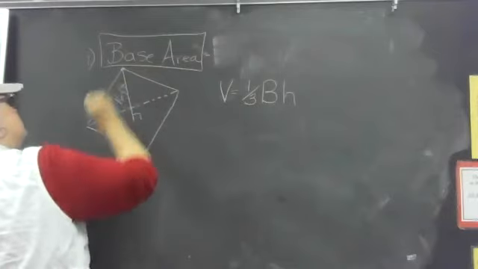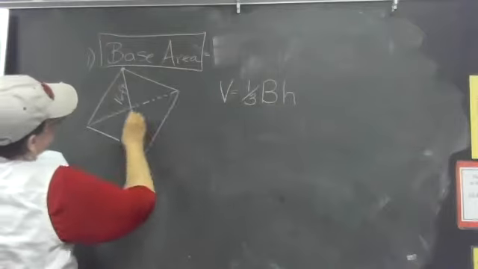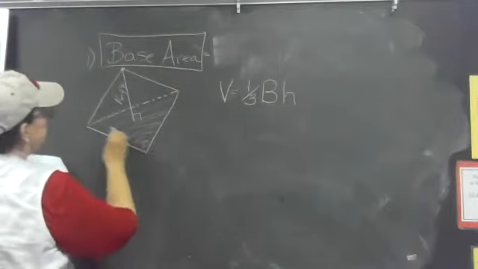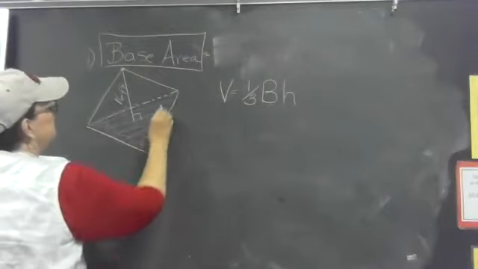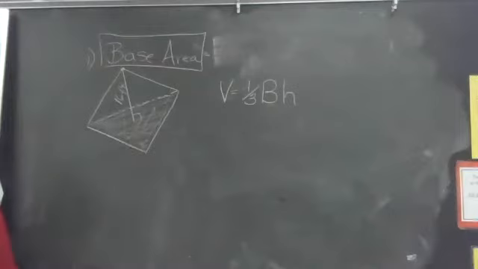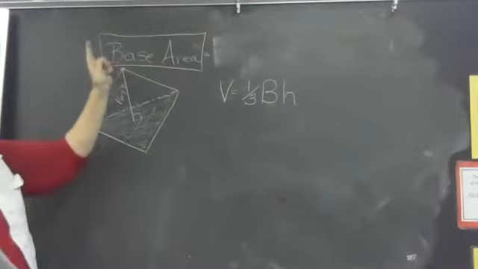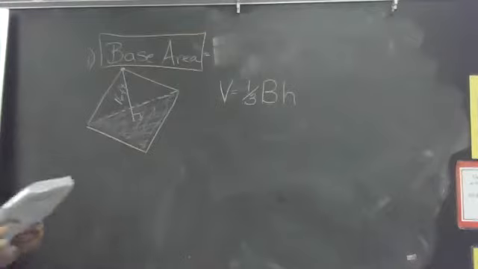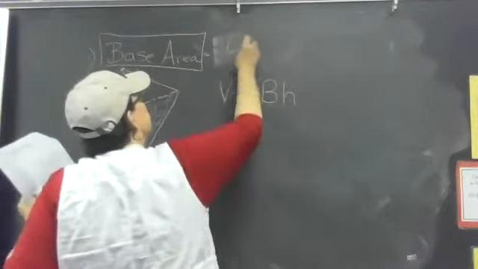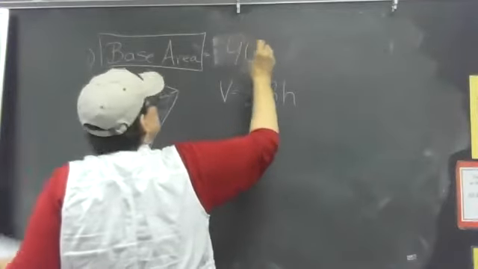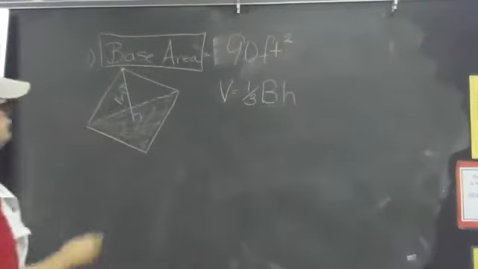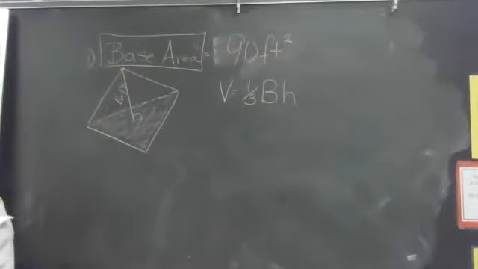16 feet. Okay, I'm going to go ahead and shade. This is the base that's shaded on your paper right here. Now, there would have been more numbers on the picture if you had to figure the base area itself. But in this case, they gave you that the base area equals 90 feet squared. So they already told you what the area of the base is.